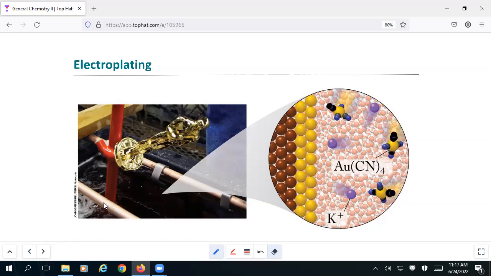And the process that is usually used there is the formation from cyanocomplexes of gold, which introduces other kinds of fun chemistry as well, because you're dealing with cyanide complexes in solution.